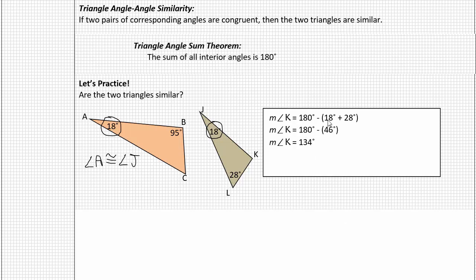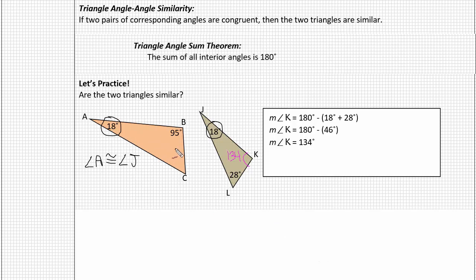Okay, so I found that 18 plus 28 was 46 degrees, so that's adding these two angles up here. And if I subtract 180 minus 46, I'm left with 134. So the measure of angle K must be 134 degrees.